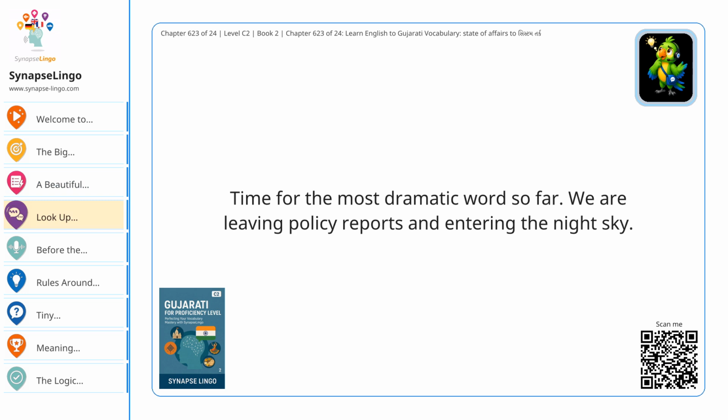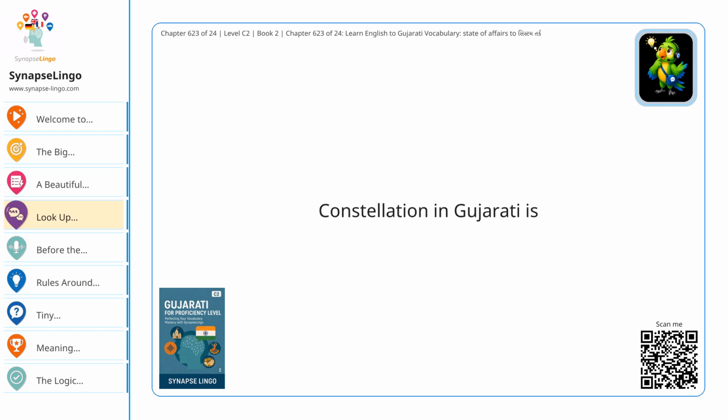Time for the most dramatic word so far. We are leaving policy reports and entering the night sky. Constellation in Gujarati is નક્ષત્ર સમૂહ, nice and slow. નક્ષત્ર સમૂહ.